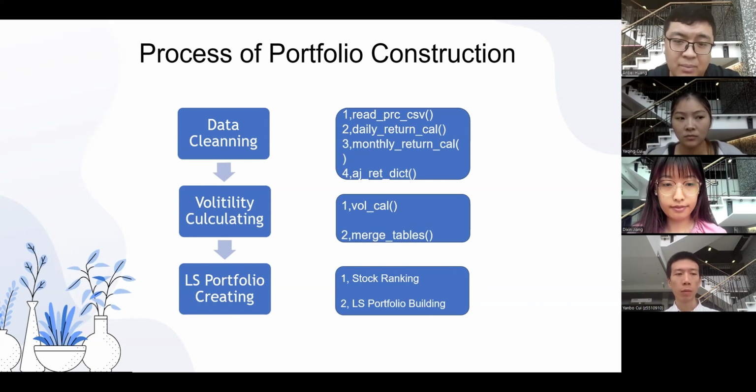This can be done by using the stock sorting function in our code. And then we can construct the LS portfolio based on the monthly return. We buy the top performers, so that is the highest quantile, and sell the bottom one, so that is the lowest quantile. This forms the LS portfolio. Monthly return of that can be calculated by the performance function in our code. That's the whole main process of the portfolio construction.